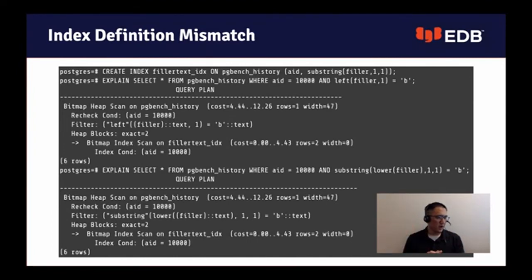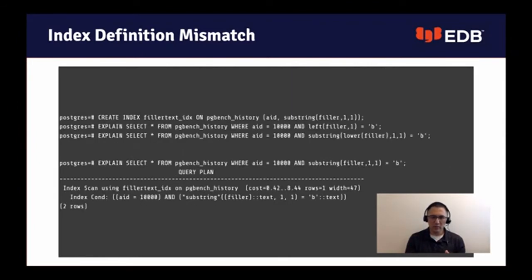Let's say another developer wrote his query like aid equals 10,000 and substring lower filler. He wants to sanitize his data, he wants to lower all the values. And again, he gets a bitmap heap scan. He doesn't actually get a full index scan, and this is for the same reason. It doesn't see filler indexed in that way. It's not indexed with a lowered substring.